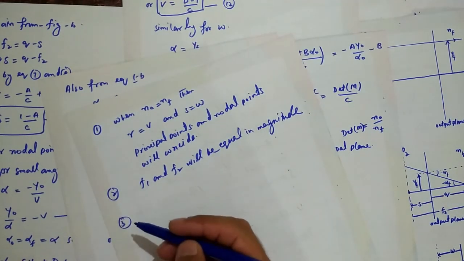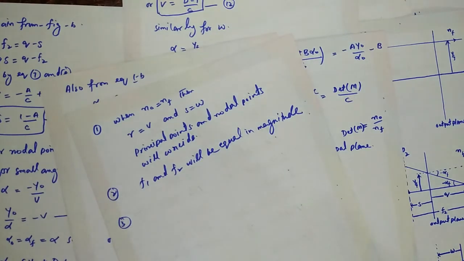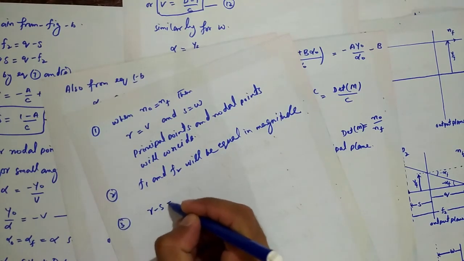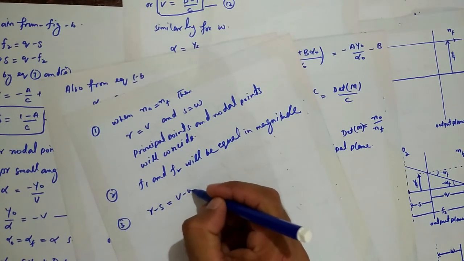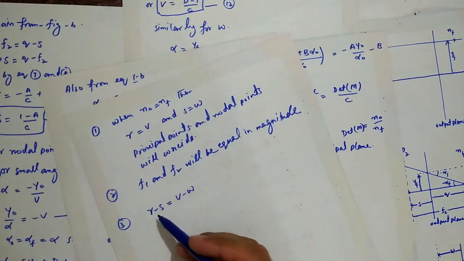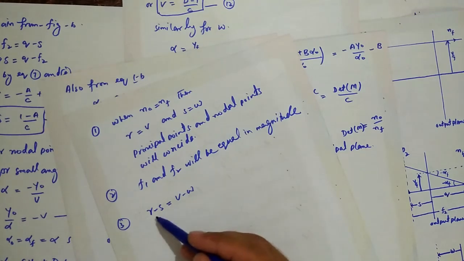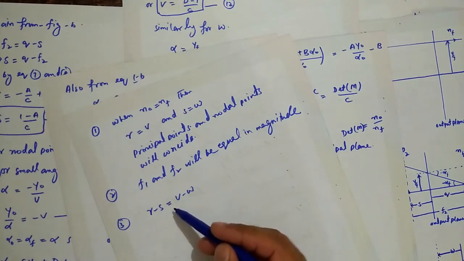Third, the separation of the principal points is the same as the separation of the nodal points. That is, this means that R minus S will be equal to V minus omega. This is the separation of the principal points of the front and back, and this is the separation of the nodal points of the front and back respectively. So these separations will also become equal.